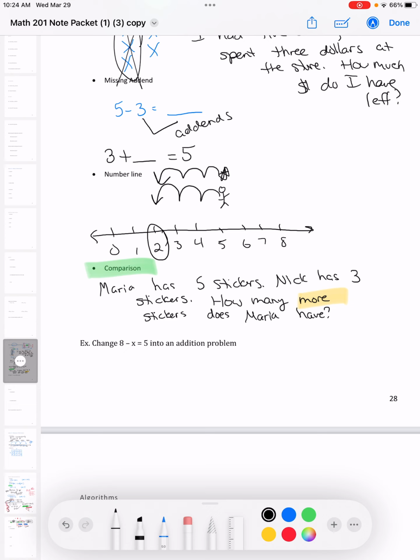All right, let's see how you did. The x and the 5 are our add-ins. So we would have x plus 5 equals 8. Or you could have 5 plus x equals 8. Remember, the order for addition doesn't matter, so both of those are valid answers.